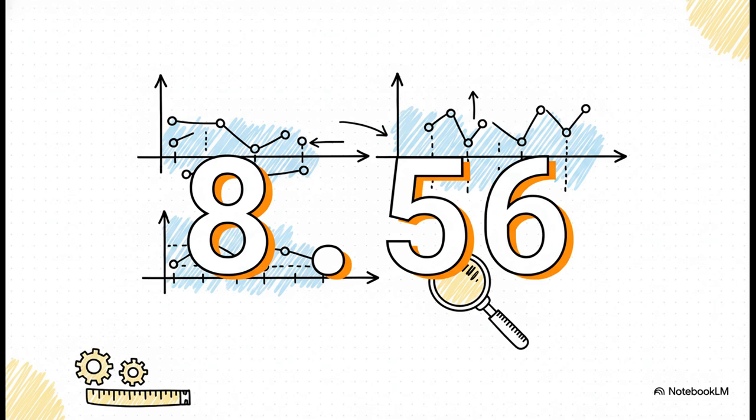Next, we do the exact same thing, but for the range column. The average of all 25 ranges comes out to 8.56. This number, called R bar, is super important. It represents the average expected amount of spread, or variation, we should see when our process is behaving normally.